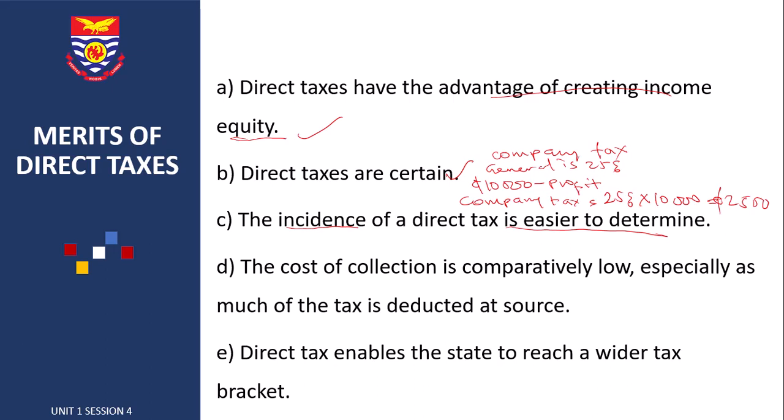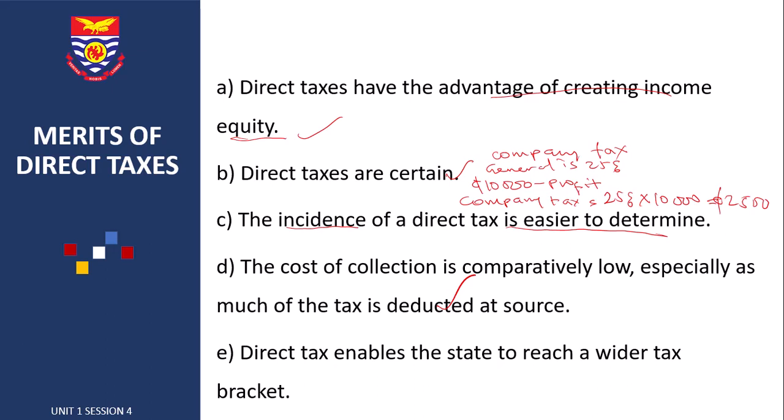So if it's an employment income, it's the employee that is bearing the tax. That is the incidence of the tax is borne directly by the employee. Then we have the cost of collection is comparatively low, especially as much of the tax is deducted at source. Okay, so let's take the employee income, for example. We'll look at this more in detail in Unit 3.